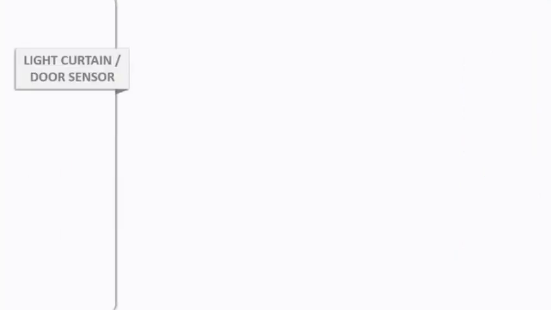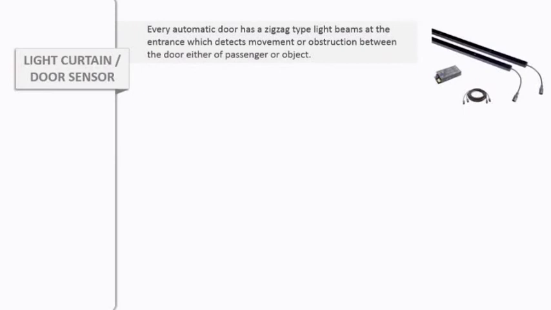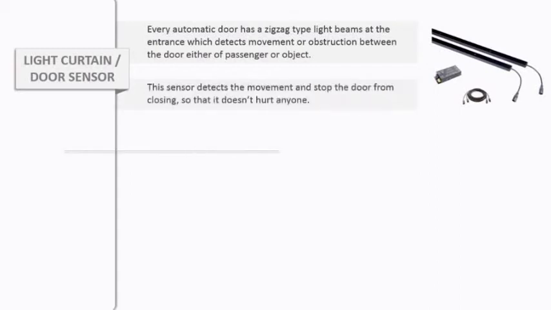The door sensor is also an important lift safety feature. There is a light curtain, a zigzag infrared beam at the doors of the elevator, to detect movement or obstruction at the door. If there is any movement while closing, the door stops closing.